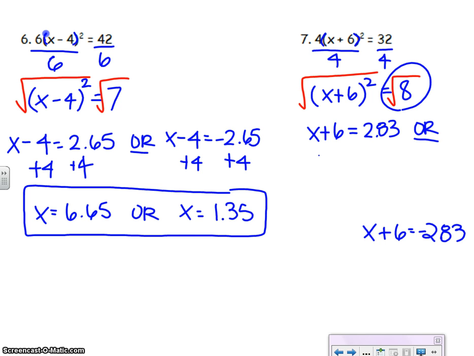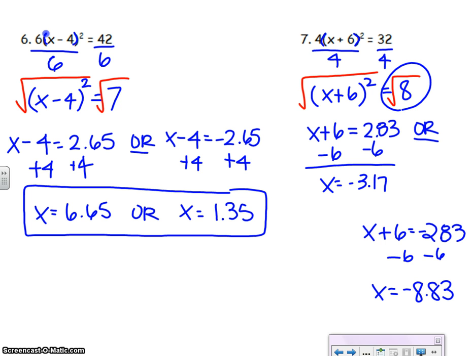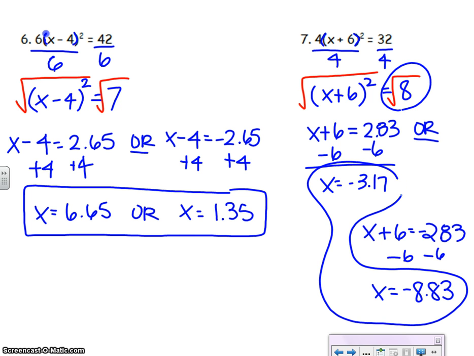Okay, so once we solve those 2 equations, we're going to get our 2 solutions. So we have negative 3.17 and negative 8.83. So there's our 2 answers, and again we can see that we have 2 separate answers that are not opposites of one another, and these are both negative.